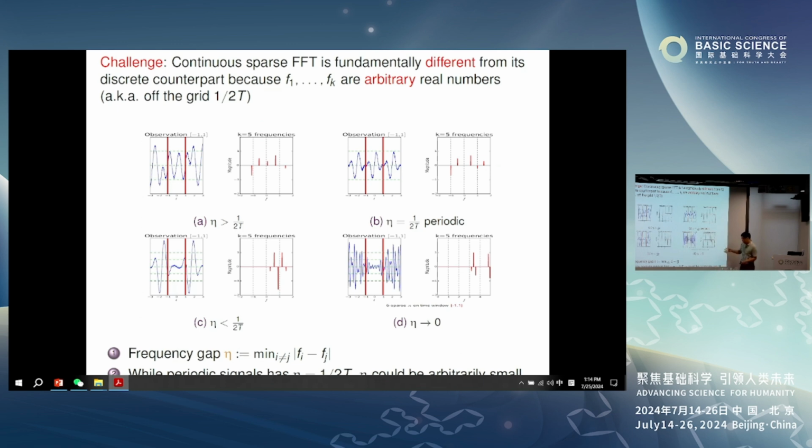Okay, so things change when these frequencies are arbitrary real numbers. This is one fundamental bottleneck compared to the discrete setting.